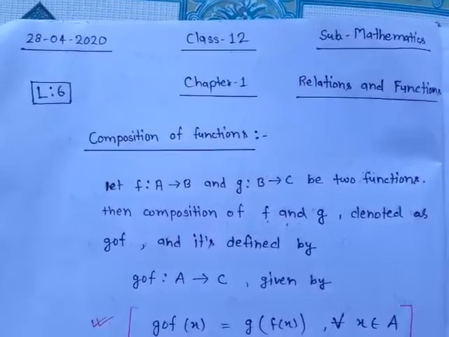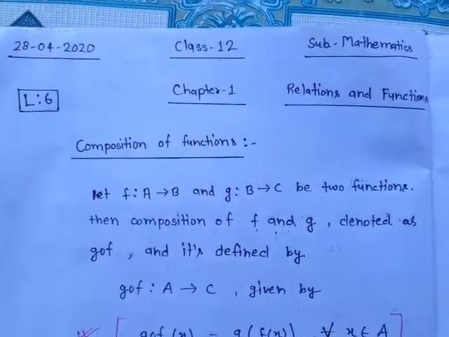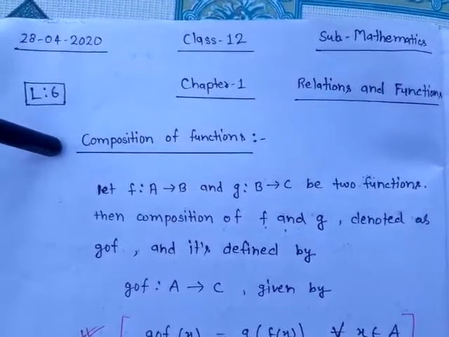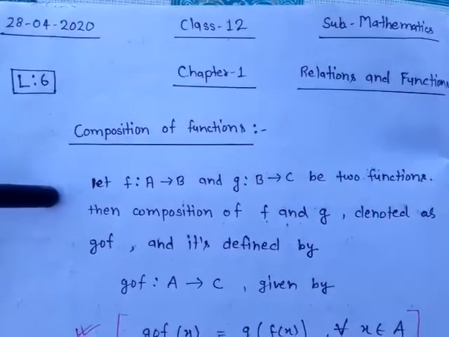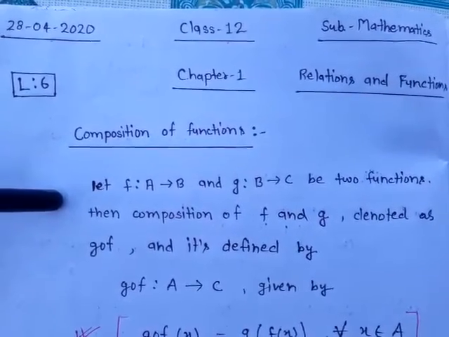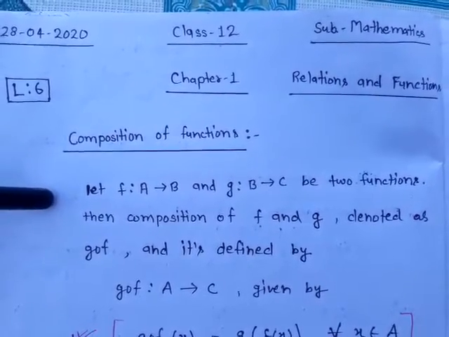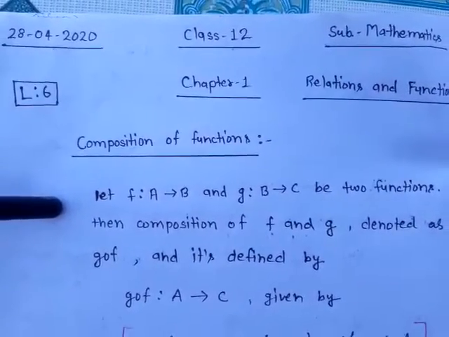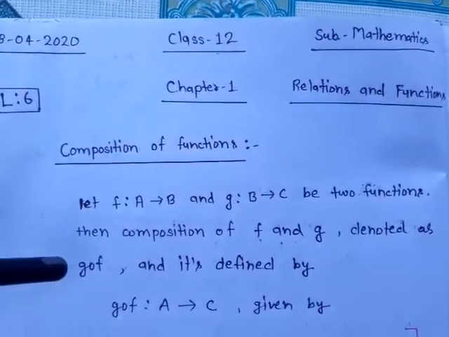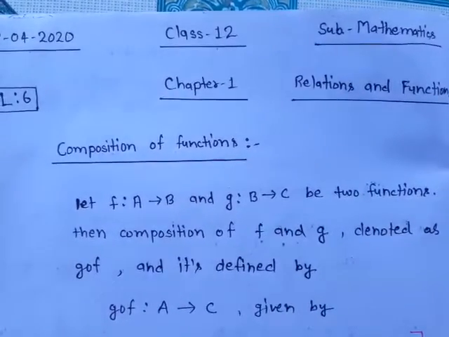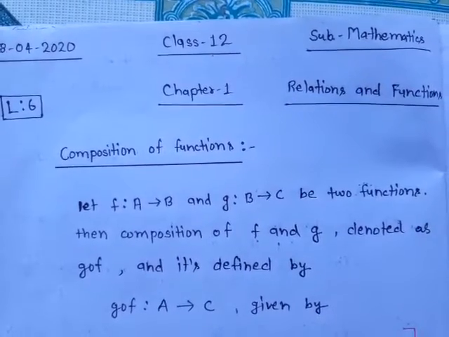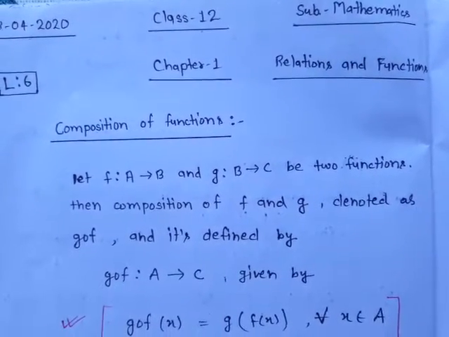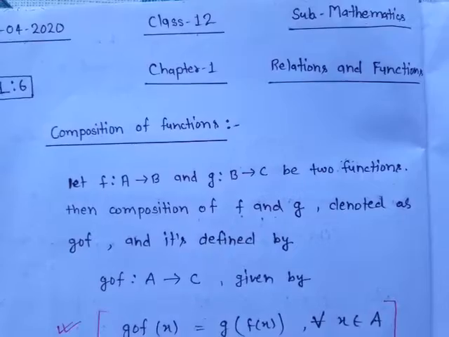Here we continue with some more types of function, just like composition of function. What is composition of function? Let f: A → B and g: B → C be two functions. Then the composition of f and g, denoted as g∘f, is defined as g∘f: A → C given by (g∘f)(x) = g(f(x)) for all x belongs to A.